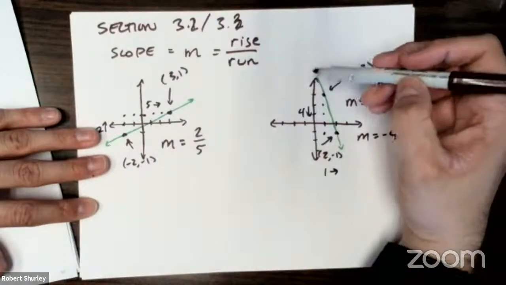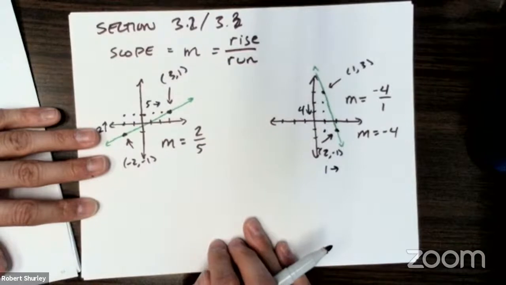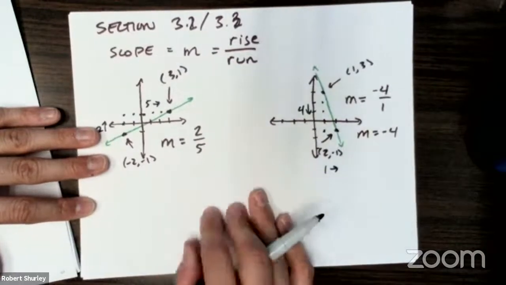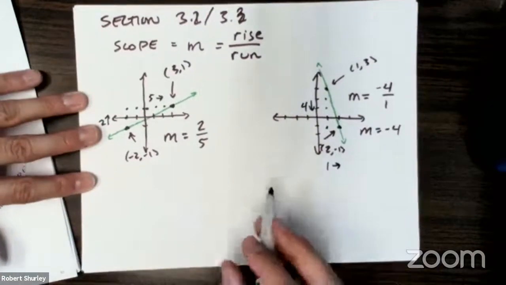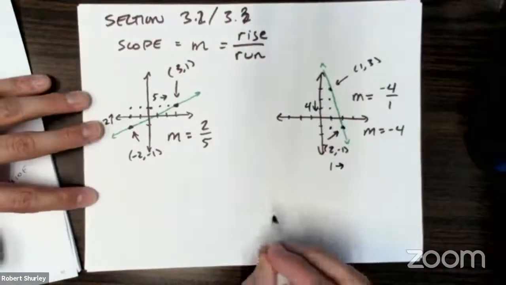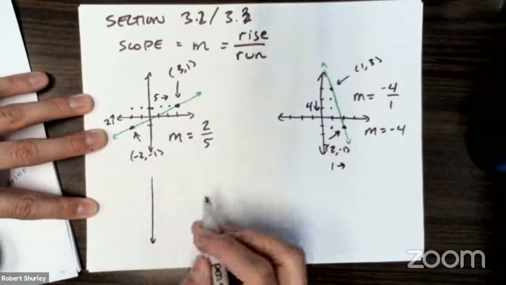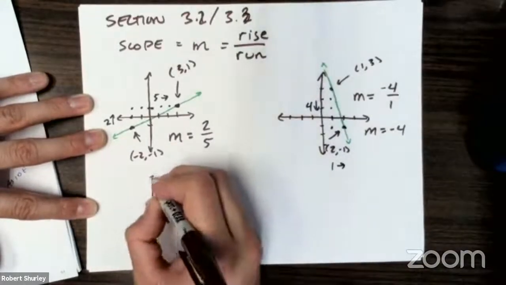Okay? And then same thing over here, just down, okay? Questions about that? I've got two more slopes I need to hit before we get into the more formula stuff. Okay, so what about flat lines? I say flat lines. What if there's no up or down slant?